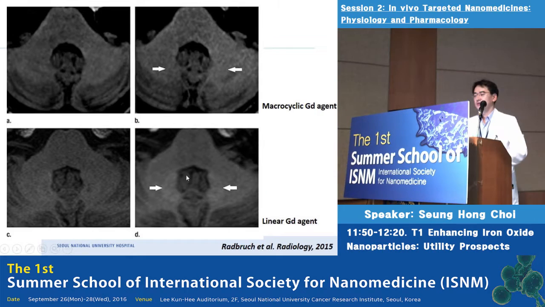You can see high signal intensity. This patient has a history of multiple injections of gadolinium agents, even though there was no injection for this study. You can see high signal intensity compared with the imaging a few months ago. This area is the dentate nucleus. In patients with a history of macrocyclic contrast agent injection, there is no signal intensity change here.